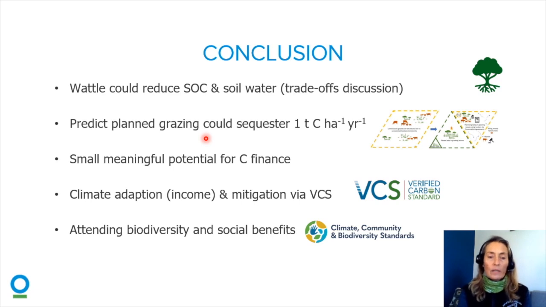And so this is something that could contribute towards climate adaptation of the area through income from these projects, and also mitigation via applying some kind of verified carbon standard, which Leon will tell you about later in the session. And because we also expect with the planned grazing and other activities to have attendant biodiversity and social benefits, we could apply, for instance, one of the climate, community and biodiversity standards that may be more applicable to this area.